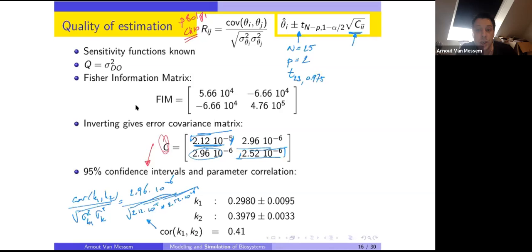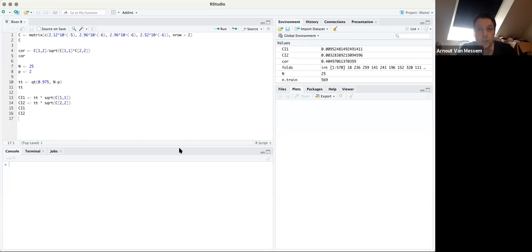So let's see if I now can share the other screen. So normally you should now see R. No, this is in the way.